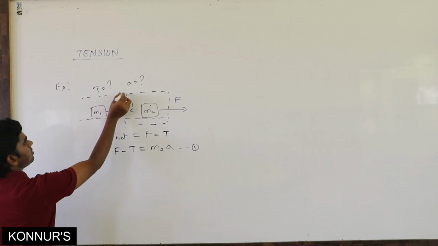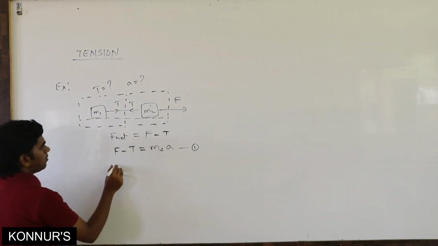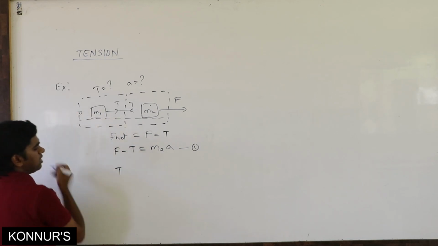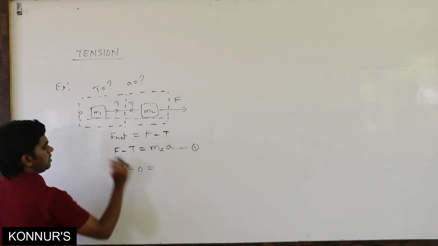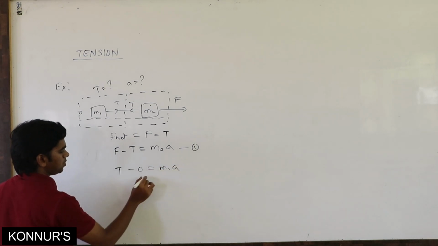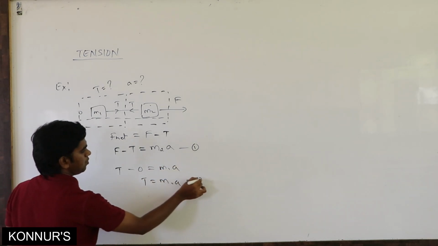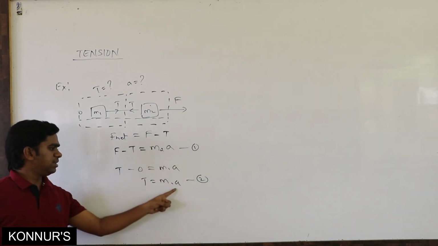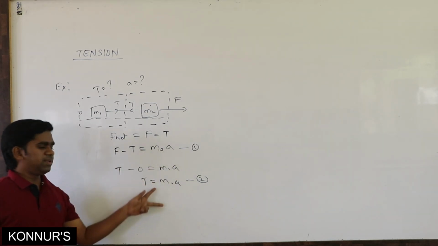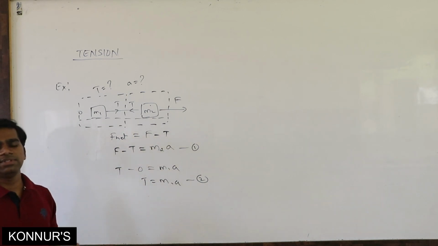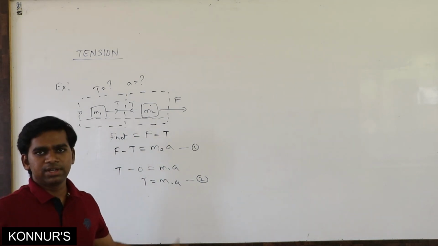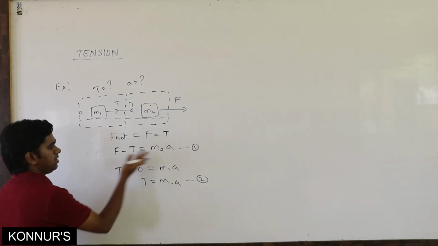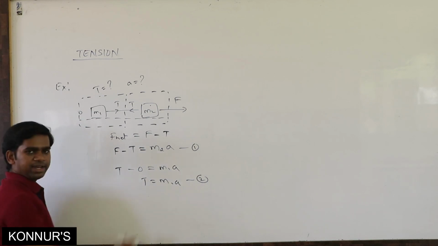Similarly, if you take this as a system, what is the forward force? T. What is the backward force? Nothing is acting, so 0. So its acceleration is m1 into a. So T equals m1a. You got the second equation. You have two unknowns, T is unknown, a is unknown, and you have two equations. According to mathematics, if the number of equations equals the number of unknowns, you can get those unknowns. If you substitute T equals m1a here, you will get a. Then afterwards you can get T.